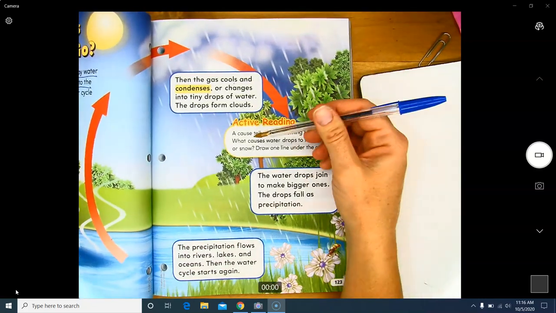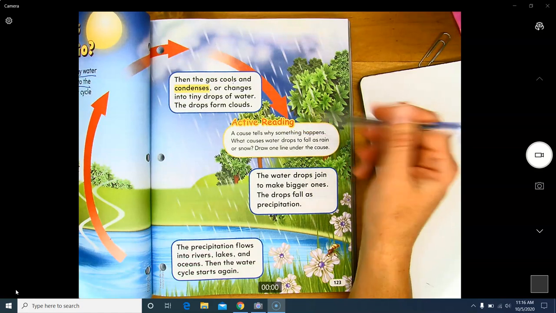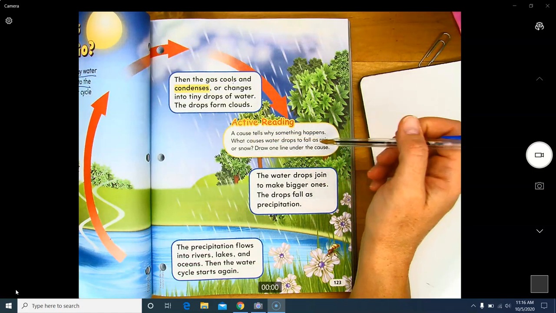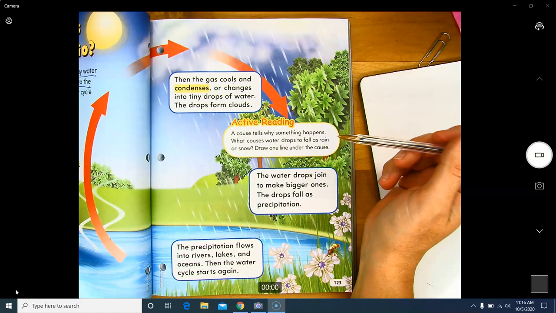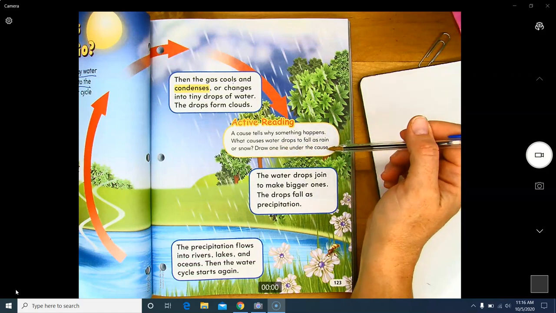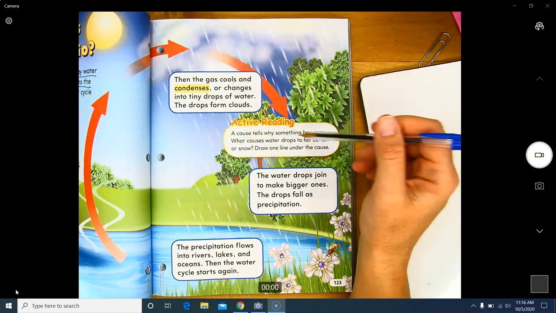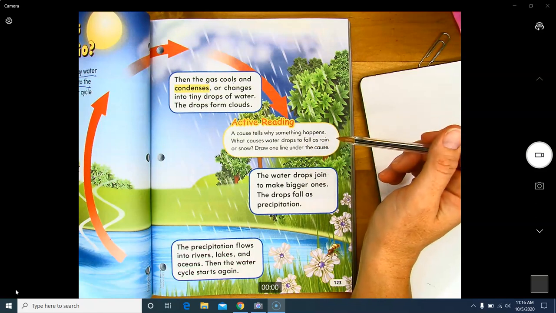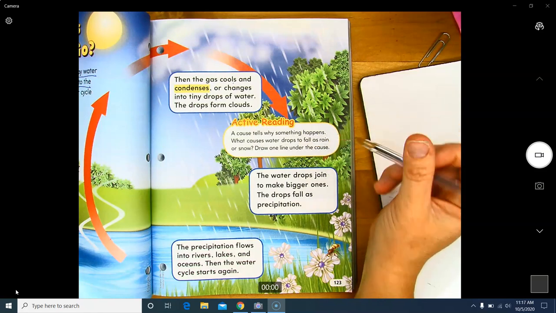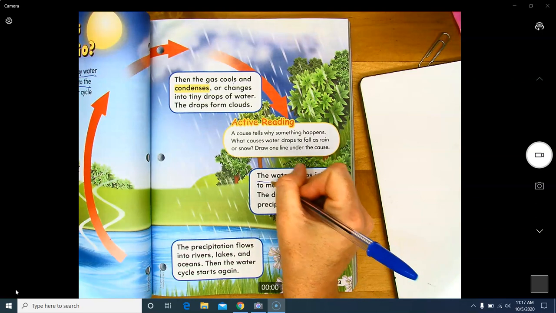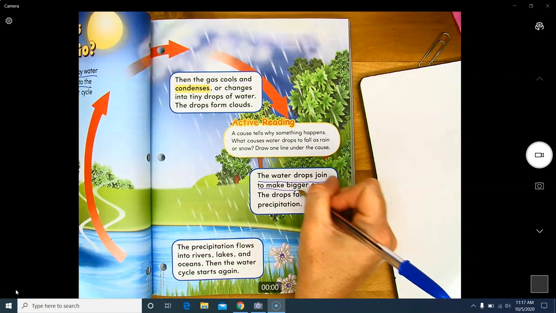Okay, a cause tells why something happens. What causes water drops to fall as rain or snow? Draw one line under the cause. So what causes water drops to fall as rain or snow? The water drops join to make bigger ones.